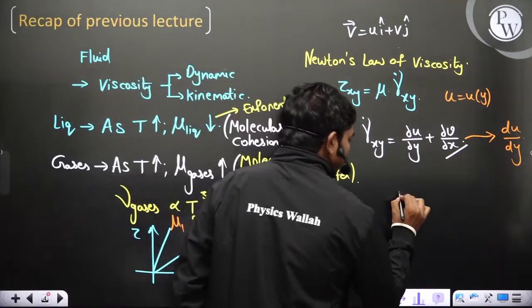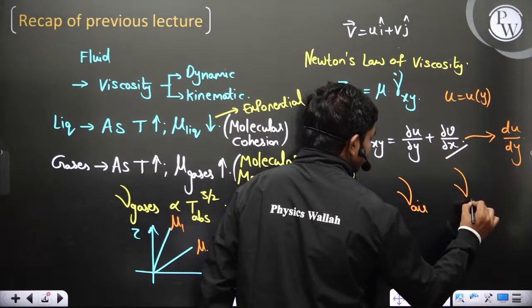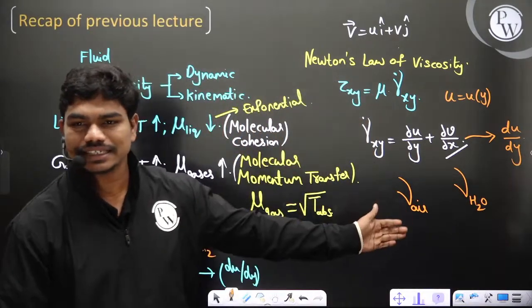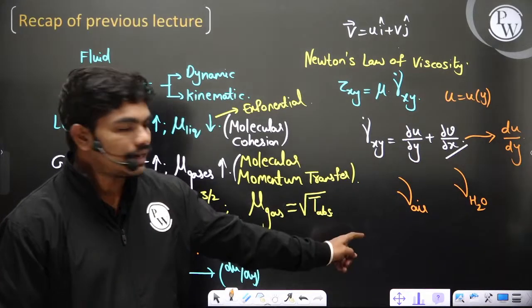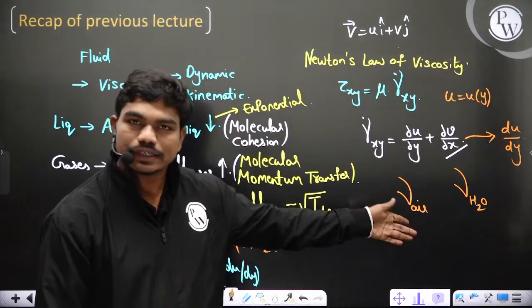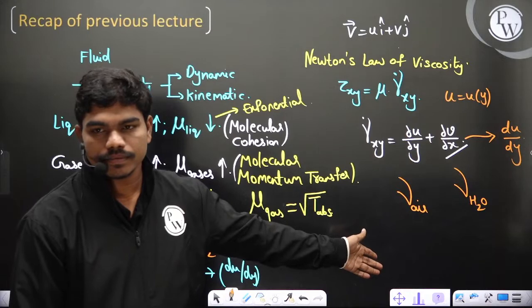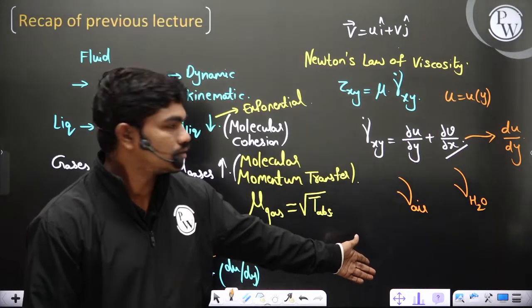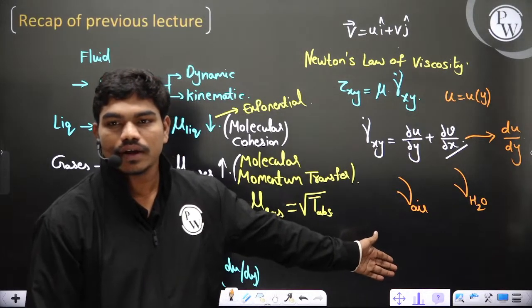Can anyone tell me the relation between the kinematic viscosity of air and the kinematic viscosity of water? What is the symbol that fits: less than, greater than, or equal to? Can anyone tell me? Less or more? Come on.